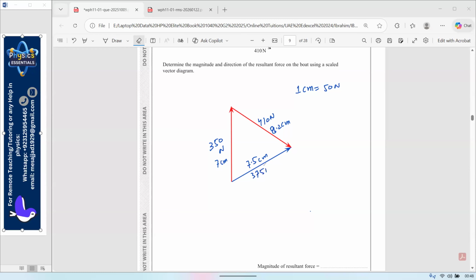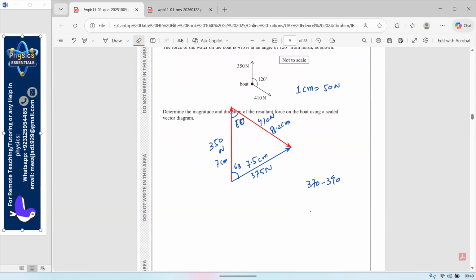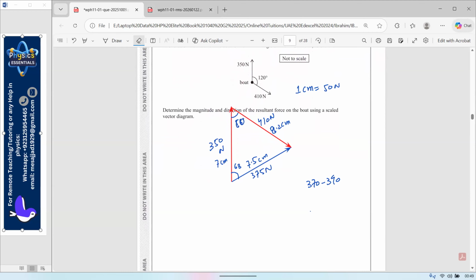That shows around 375 newtons. The acceptable answer range in the mark scheme was 370 to 390. And the angle was 68. And this angle was 60 degrees as it is given in the diagram above. Because if 120 is outward, this angle should be 60. So this angle should be 120 and this angle should be 60.